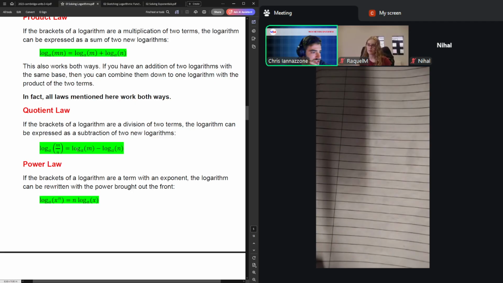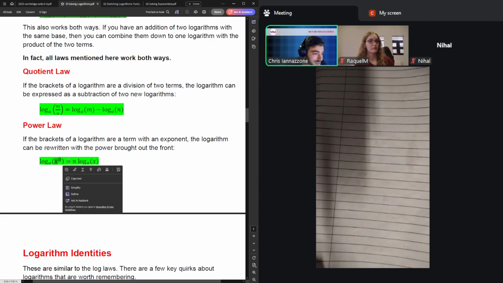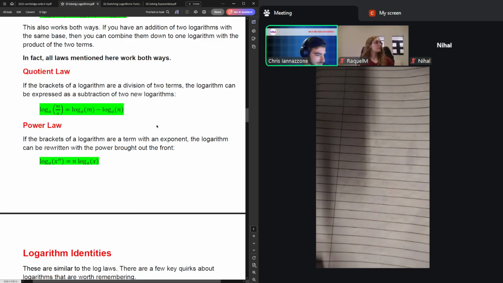Okay, quotient law, very similar. If you have subtraction, you get division. And the one that's probably a bit more unique is the power law. So essentially, if you have a coefficient at the front of your logarithm, what you can do is take that coefficient into the bracket of the logarithm as a power. Whatever that coefficient is becomes the power of the thing in the bracket. And again, that works backwards as well. So if you have a power in there and you don't want it in there, you can shove it out of the brackets by just doing exactly that, shoving it out.